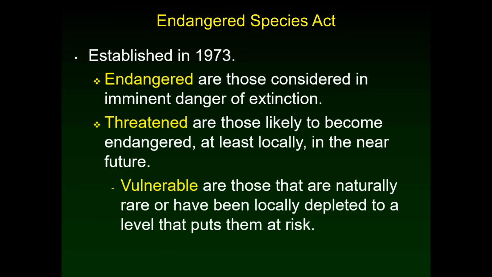Vulnerable are those that are naturally rare or have been locally depleted to a level that puts them at risk. An example is the plants that grow in serpentine soils in California. It's not that those plants are endangered because of human activity. They're just rare because they can only grow in a certain type of soil found in that area.